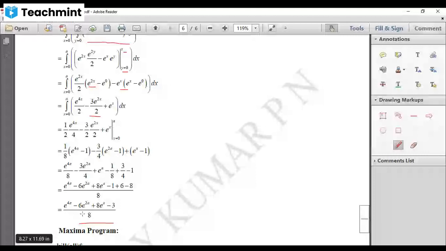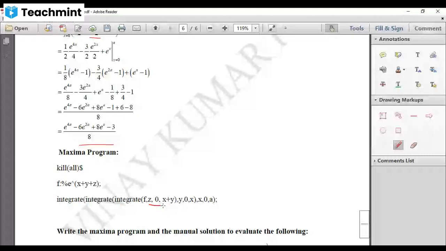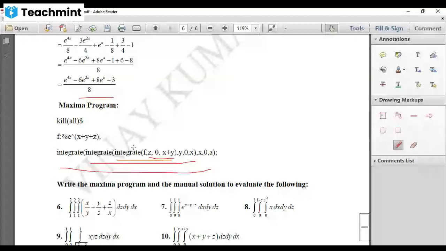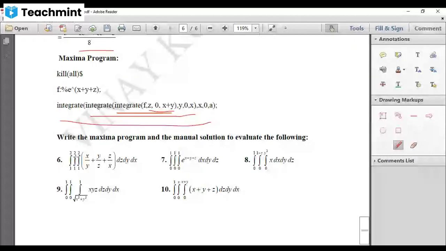Write the Maxima program in the same manner. First, the limit is for z from 0 to x plus y. Integrate f with respect to this, which gives you the integration with respect to z. Then you integrate that answer with respect to y. Then you integrate that answer with respect to x. That gives you this answer. So I had given a few problems. You write the manual solution as well as the Maxima program and also execute them in Maxima.